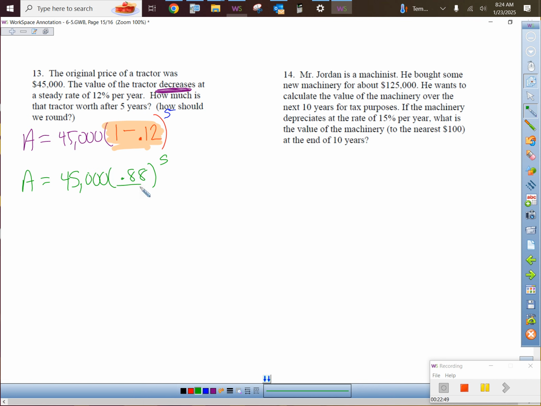So if you want to just fast forward to this, you can get there. Hey, talk to me. How come this is exponential decay? Tell me about that base. Is it bigger than 1 or between 0 and 1? Isn't that going to be between 0 and 1, right? So this is going to go down.